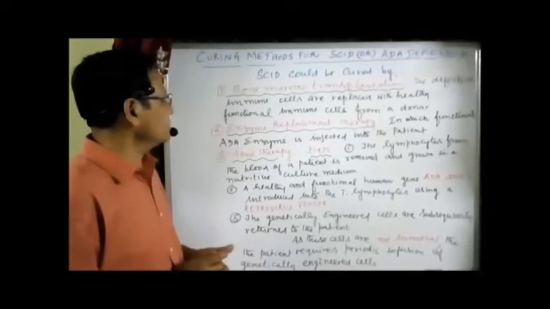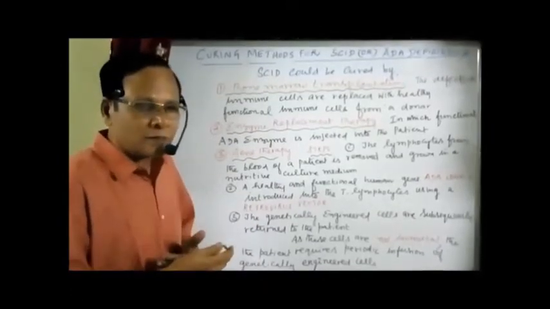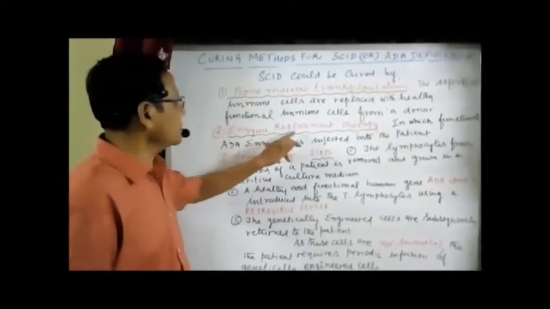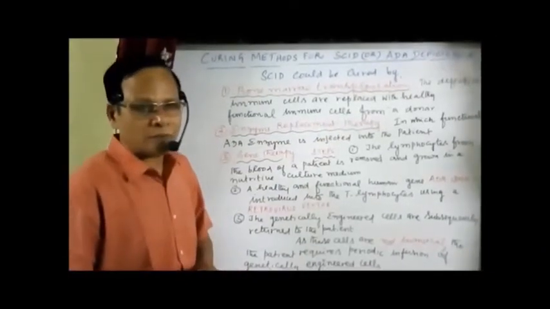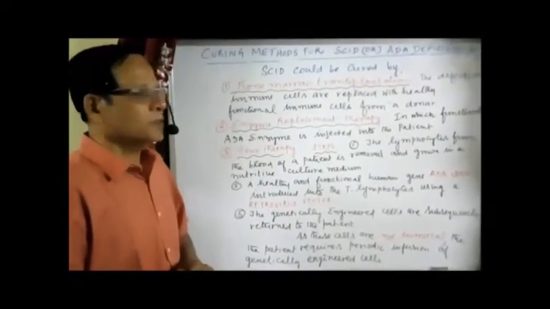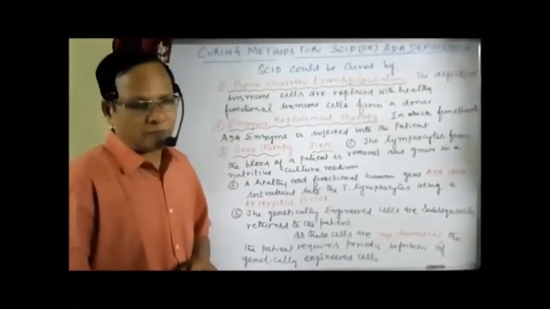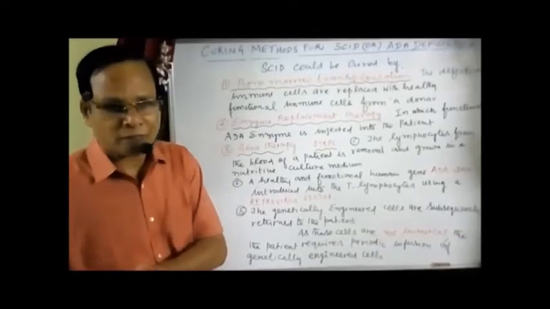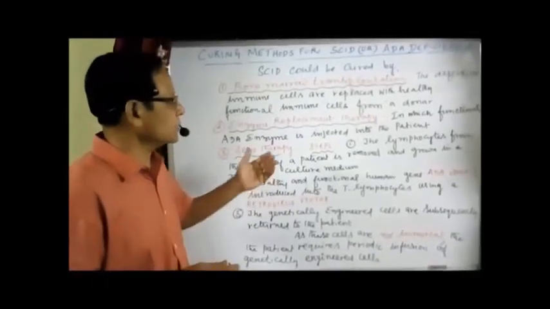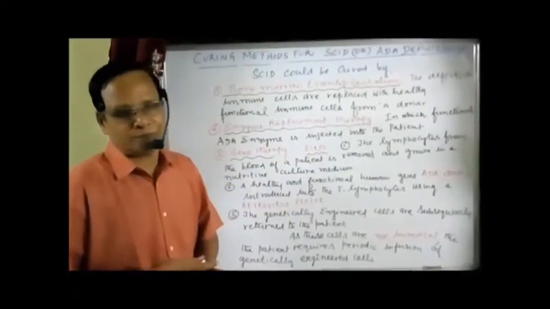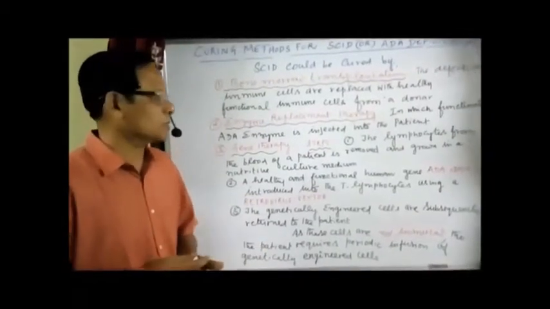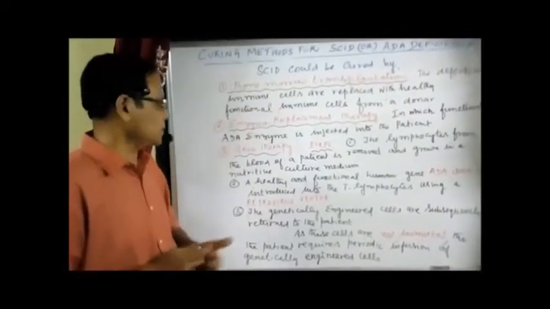The second one, we can directly just replace the defective enzyme, and that is called enzyme replacement therapy. In this, the functional ADA enzyme extracted from another individual is injected into the patient's body so that it can work for a short period, not a very long time. So these are all the temporary methods.